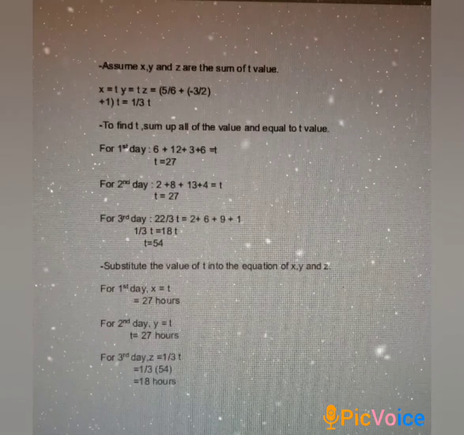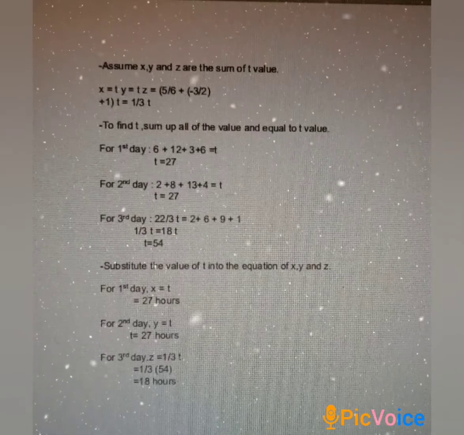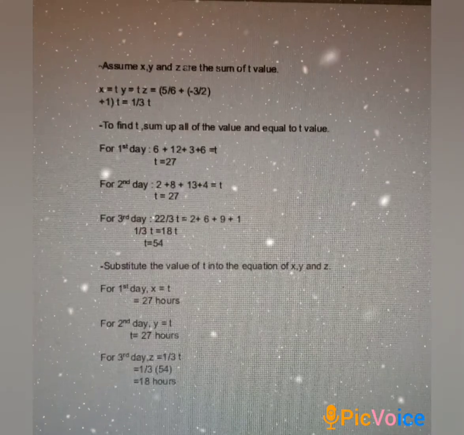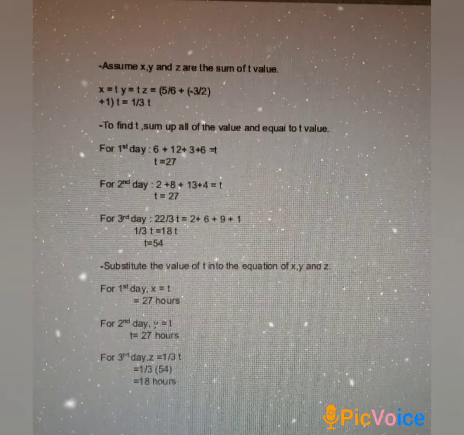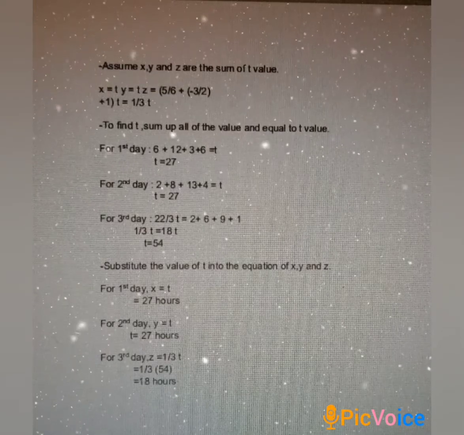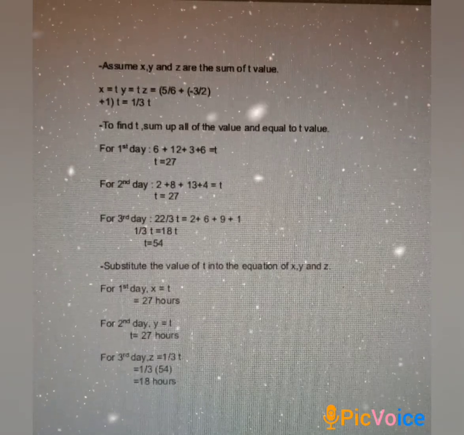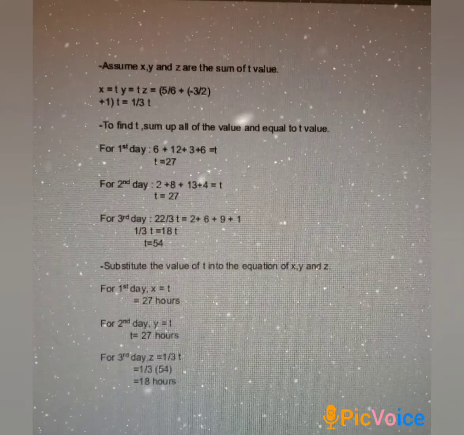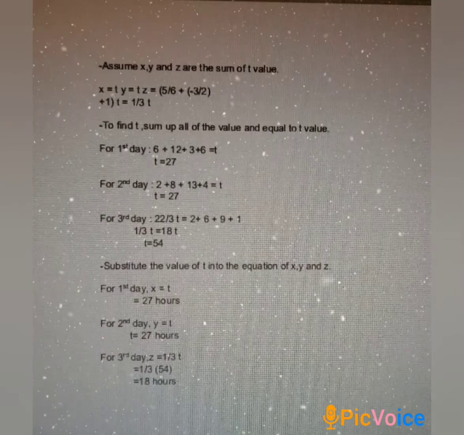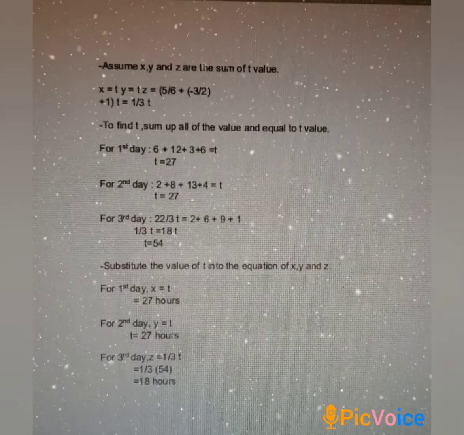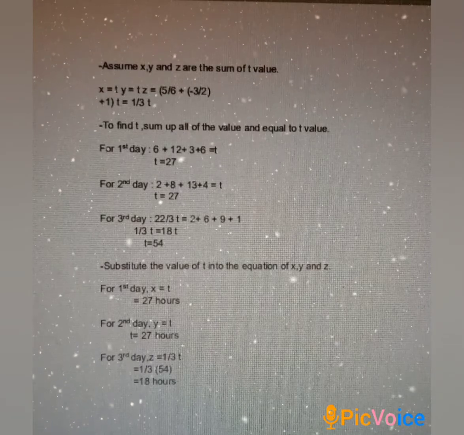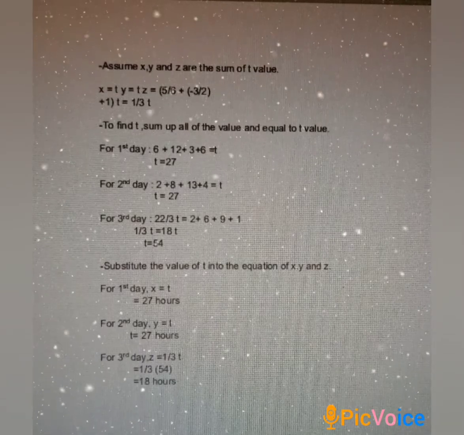So next is to substitute the value of t into the equations of x, y, and z. For first day, x equals t, equal to 27 hours. For second day, y equals t, equal to 27 hours too. For third day, z equals 1 over 3t, equal to 1 over 3 multiplied with 54, and the final answer is 18 hours.